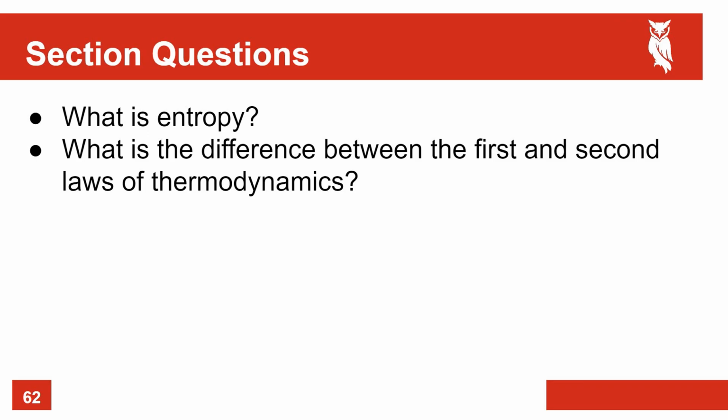All right, so what is entropy? It's the amount of disorder. What's the difference between the first and second laws of thermodynamics? The first law states that energy in the universe is constant. Energy can neither be created nor destroyed. The second law is that energy transfer is not completely efficient. You will lose energy, usually in the form of heat.